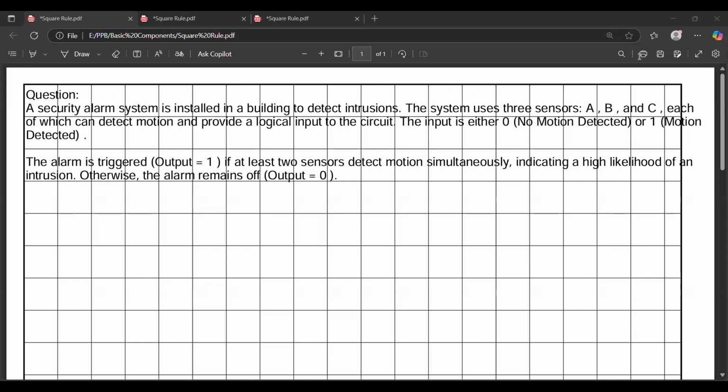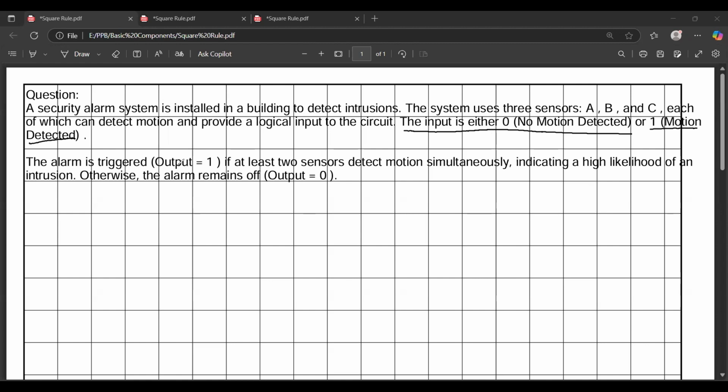Okay, so first of all, this is the main thing that you have to keep in mind. You have to look at what 0 means and what 1 means. Sometimes they may give it the opposite way. They may say the input is 1 if no motion is detected, and 0 if motion is detected. So you have to be careful about that. But here it's straightforward: no motion 0, motion 1.